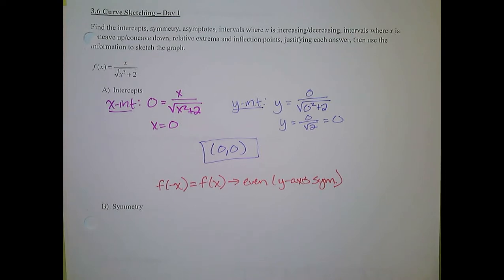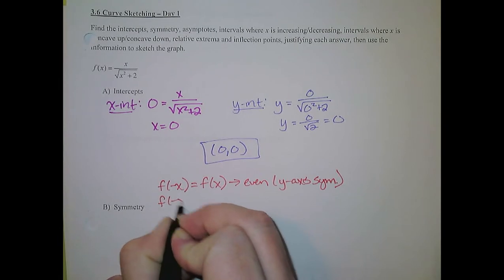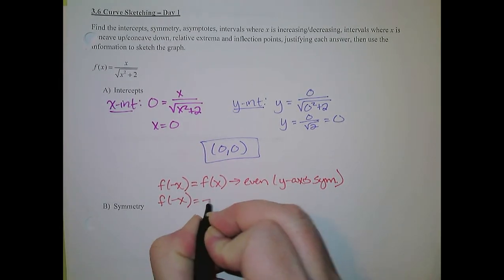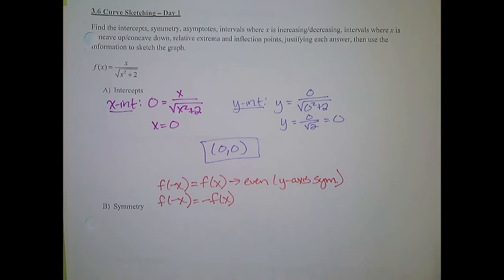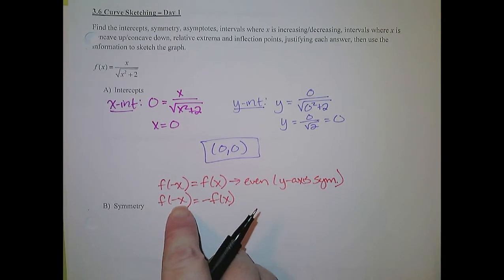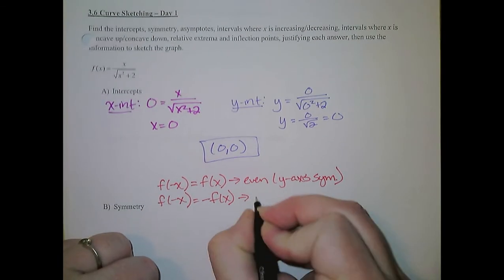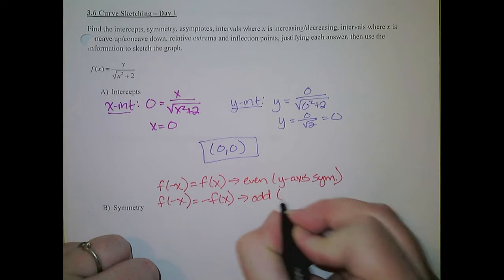Odd functions happen when we take f of negative x and we end up with negative f of x. So if we change the sign of the x value, we get the same function value except with its sign changed. That happens in odd functions, and we say that they have origin symmetry.